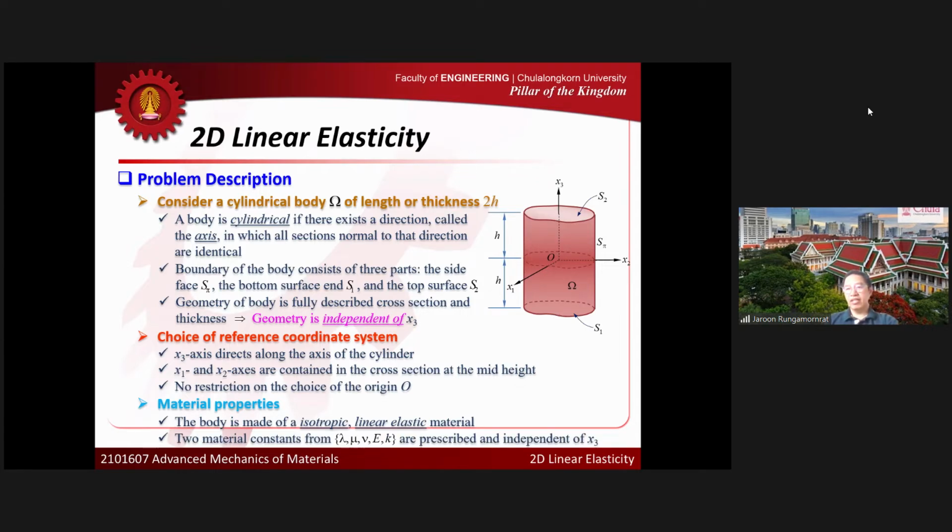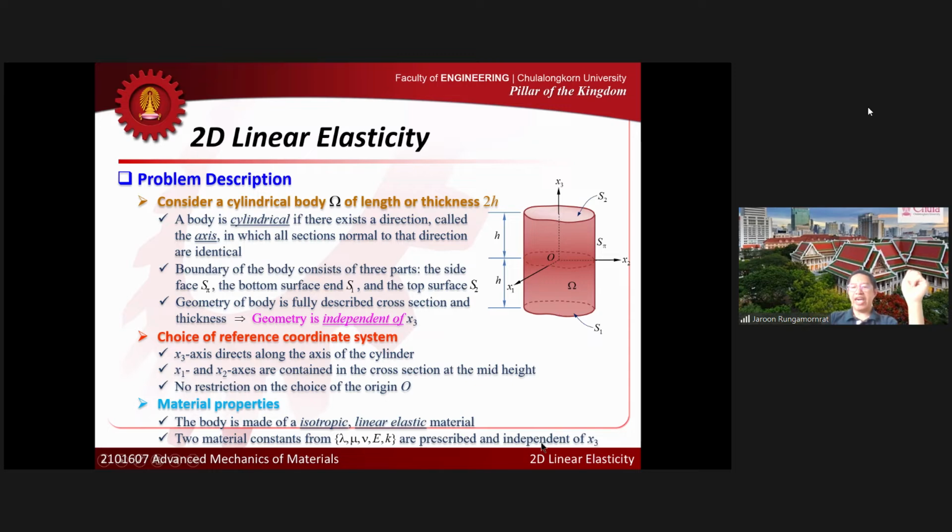The next requirement: we look only at the case where, because the material is isotropic, you need to specify two material constants out of this set. We have five typical material parameters that people use in the literature. Two from this set have to be prescribed.